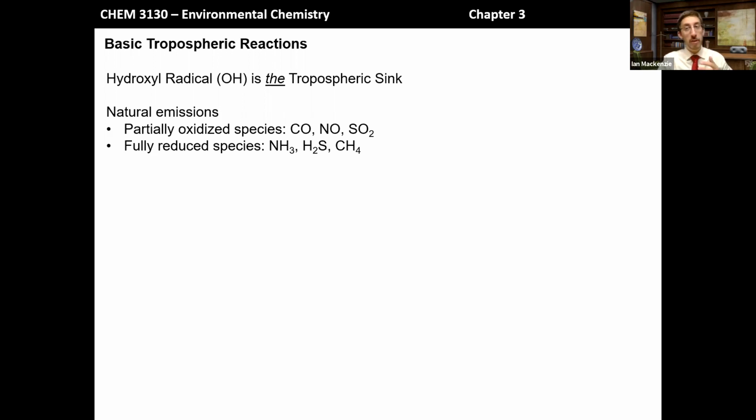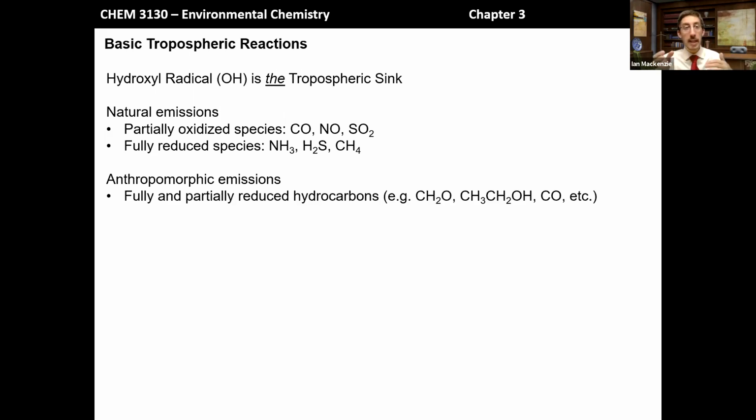But then in addition, what we spend a lot of time talking about are those anthropogenic emissions, things that come from human activity. And a lot of it comes from burning things, fire processes, or particularly automobile traffic or transportation is where many of these emissions come from. And there's the emission of fully and partially reduced hydrocarbons. So things like formaldehyde, ethanol, carbon monoxide, many other hydrocarbons in various forms of oxidation.